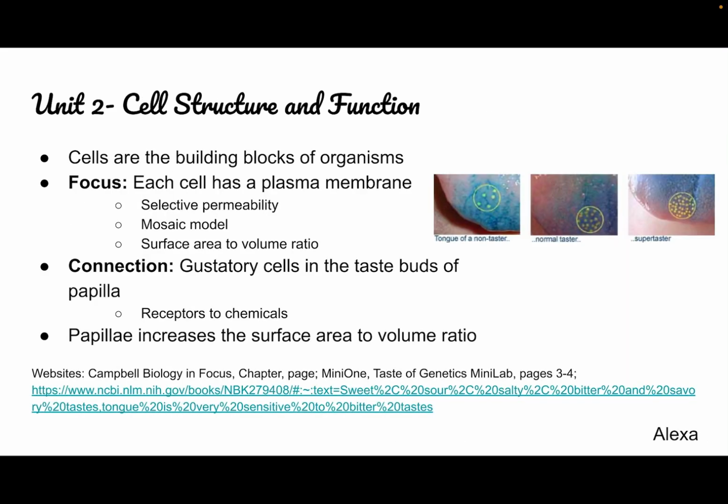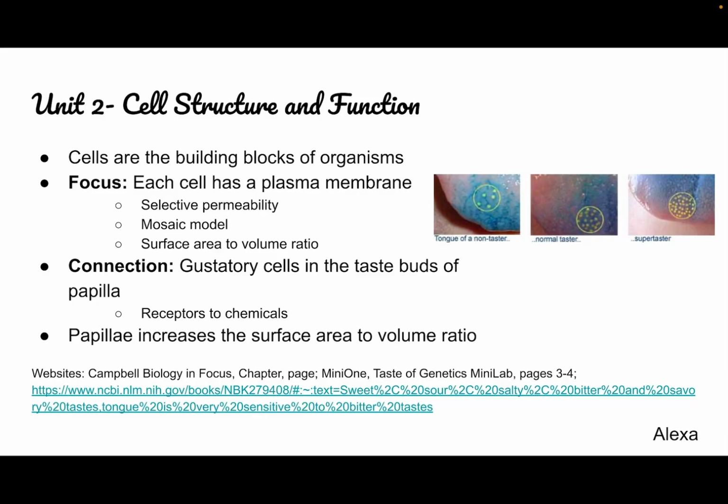In Unit 2, we learned how each cell in our body has a permeable plasma membrane that is selective in what molecules enter, leave, or interact with the cell. In addition, the concept of surface area to volume ratio defines why cells are so small. Cells have a high surface area to volume ratio that allows easy diffusion of wanted molecules into the cell.